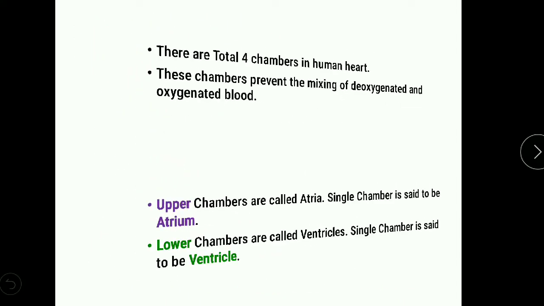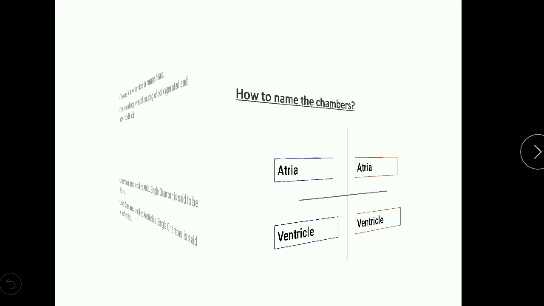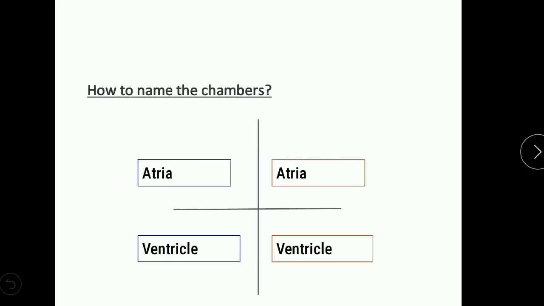How to name the chambers? Let us make a cross and create 4 spaces. These 4 spaces are the 4 chambers. As you learned, the upper chambers are known as atria, so write atria for the upper blanks and write ventricle for the lower blanks.